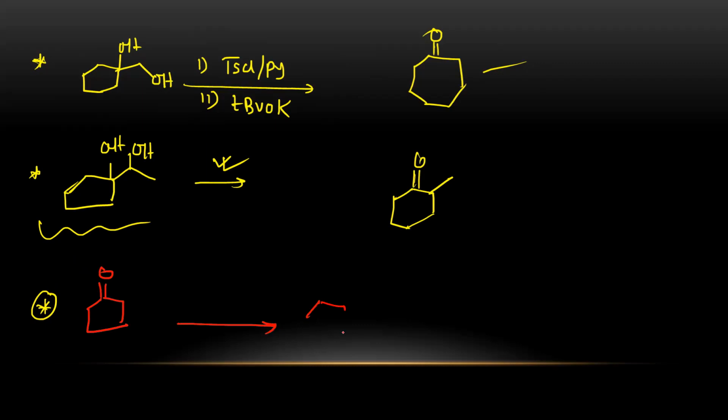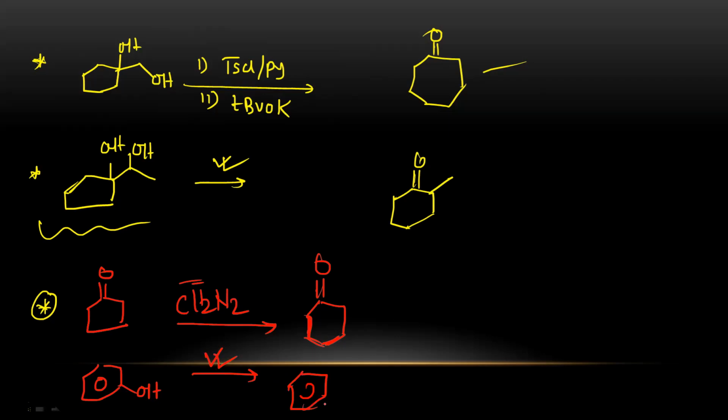Cyclopentanone, if we treat with diazomethane, CH2N2, you can look at the mechanism in Google. Just Google it, diazomethane reaction with ketone. You can have that. So this conversion occurs. But for OH compounds, for example, some alcohol, the same reagent gives O methyl.